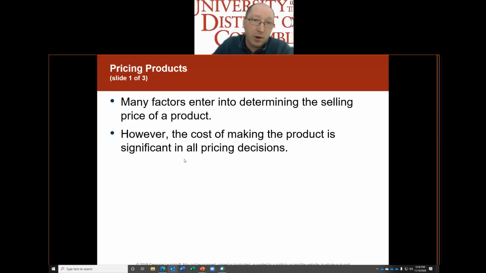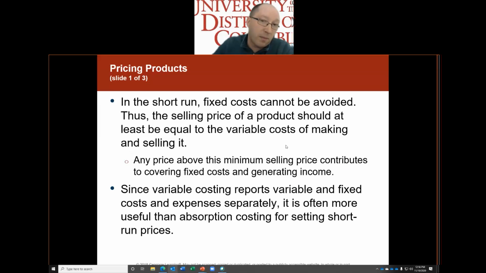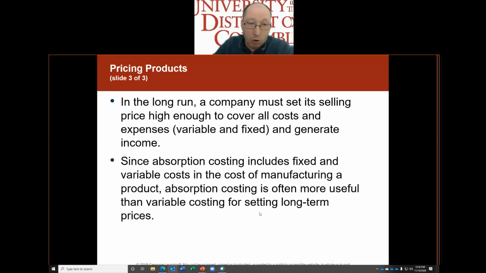Pricing our products. We can best price our products by looking at absorption and variable costing because we can make better pricing decisions. In the short run, fixed costs cannot be avoided, so we need to make sure that our fixed costs are covered in our product cost. In addition, we need to also price for our variable costs to ensure that we're breaking even at minimum, or in better cases, earning a profit.